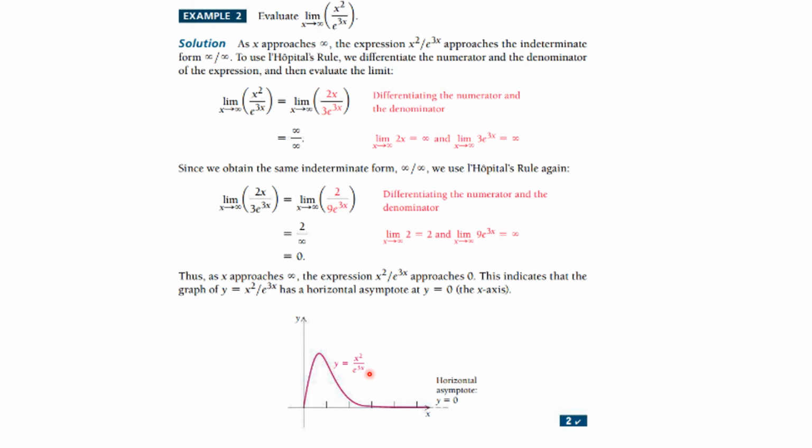And if you think about that, that means that exponential growth will trump quadratic growth every time. And if you think about this a little harder, exponential growth will trump any polynomial up here. So anyway, as x approaches infinity, this expression approaches 0. This indicates that the graph has a horizontal asymptote at y equals 0. As x gets larger and larger, this gets closer and closer to 0.